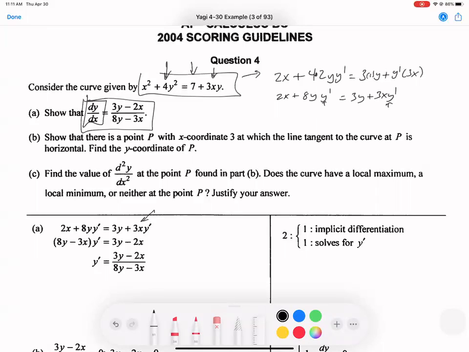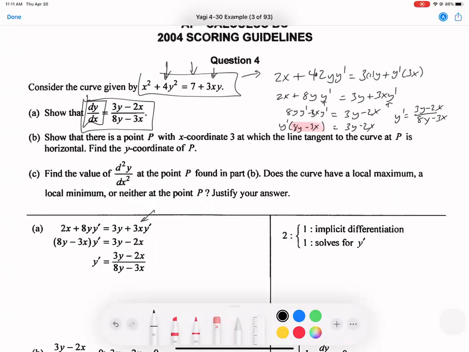So we'll say 8y y prime minus 3x y prime is equal to, moving the 2x over, 3y minus 2x, factoring out the y prime, and that's how we isolate it, very similar to a lot of stuff you learned in Algebra 2. We just divide this whole parentheses to the right, and divide this parentheses to the right. y prime is equal to 3y minus 2x over 8y minus 3x.